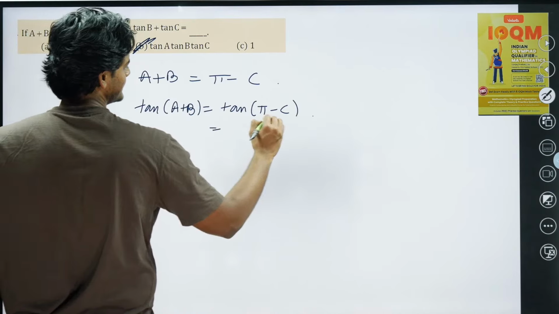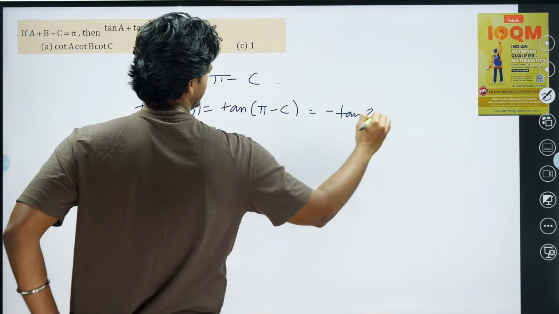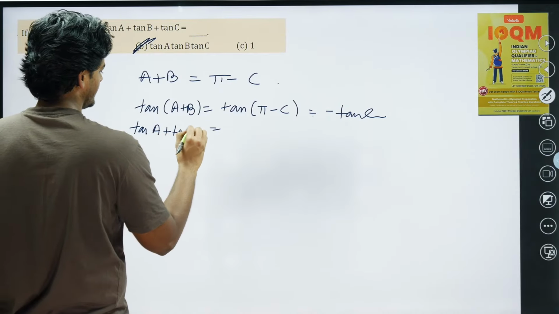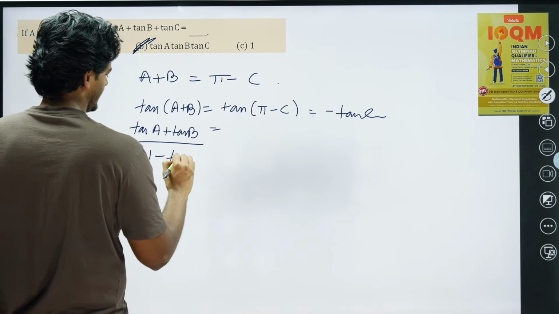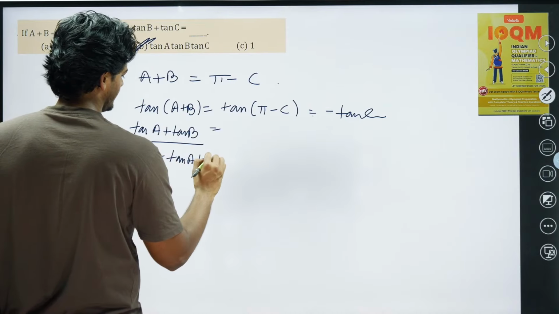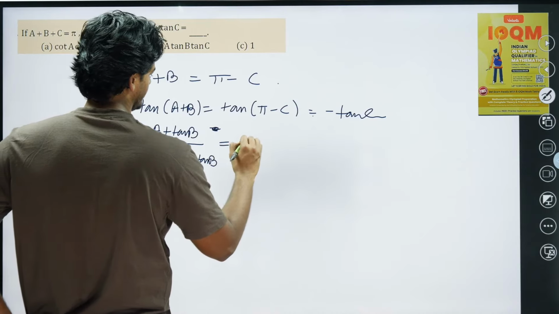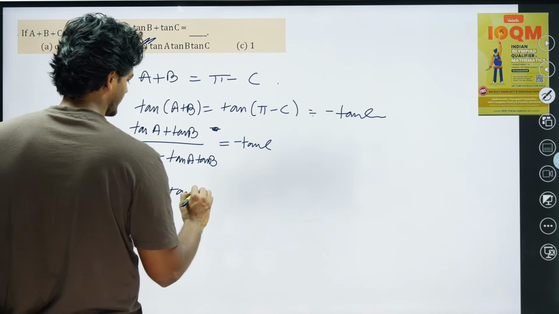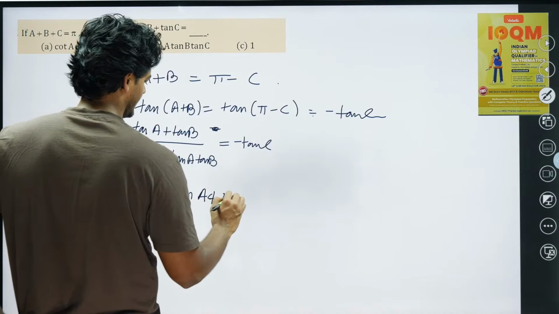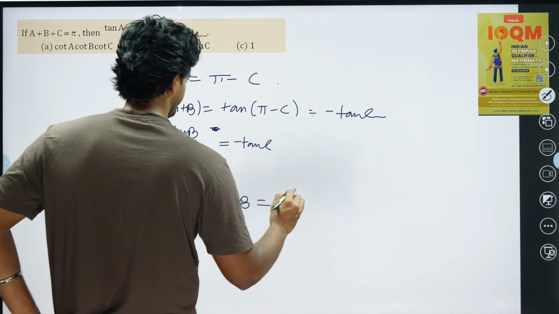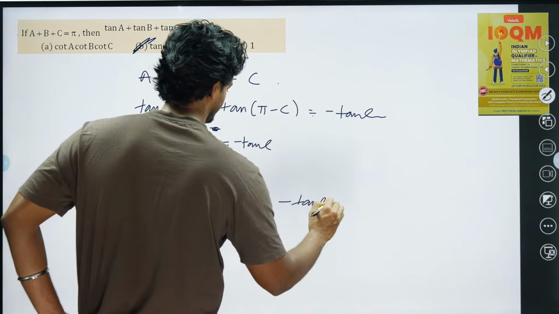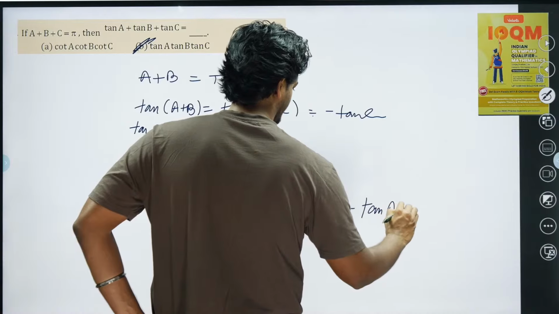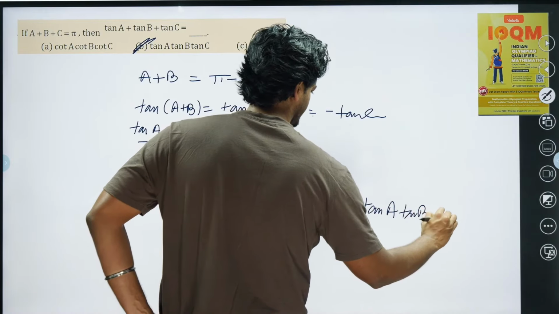So this happens to be minus tan C, and this happens to be (tan A plus tan B) over (1 minus tan A tan B), is equal to minus tan C. So that implies, cross multiplying, tan A plus tan B minus tan C, minus into minus is plus, plus tan A tan B tan C.